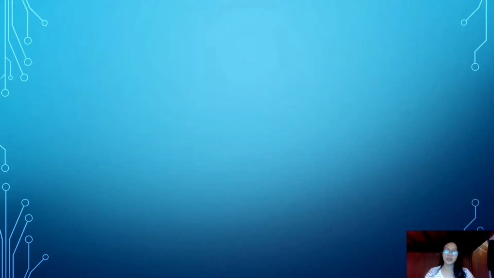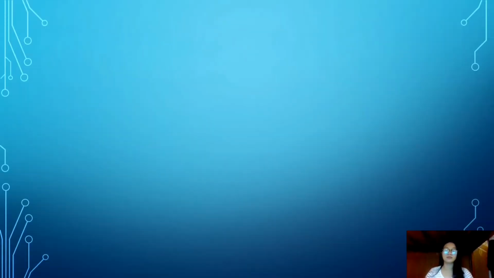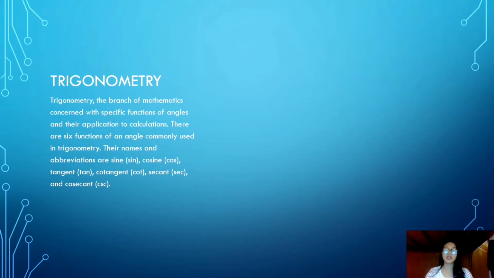Hello everyone, good morning. In this video we are going to define and explain trigonometry. Trigonometry is the branch of mathematics concerned with specific functions of angles and their application to calculation. There are 6 functions of angles commonly used in trigonometry. Their names and abbreviations are sine (sin), cosine (cos), tangent (tan), cotangent (cot), secant (sec), and cosecant (csc).